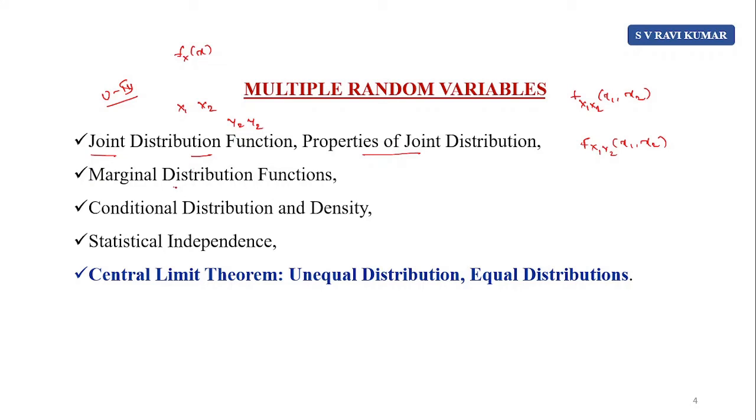And the marginal distribution function is derived from these joint distribution functions, very simple. And the conditional distribution function is also derived from joint distribution and density functions, also very simple. And statistical independence is one new term you are going to get, and you may get statistical independence based questions, a full 7 marks question, or you may get a 2 marks question as a simple definition.